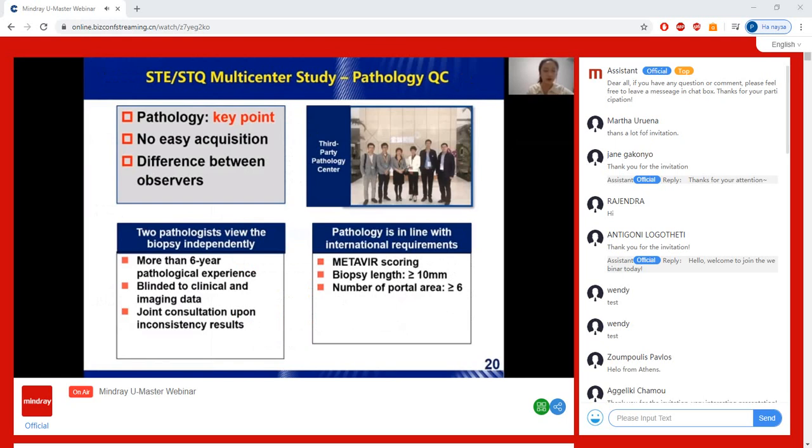Quality control of pathology is the key point. To avoid difference between observers, all biopsy specimens were collected to a third-party professional institution and analyzed by 2 pathologists specialized in liver disease with more than 6 years experience and were blinded to the clinical data. Staging of chronic viral hepatitis was assessed according to the Metavir scoring system. Criteria of reliable pathology results were biopsy length no less than 10 millimeters and no less than 6 portal tracks.